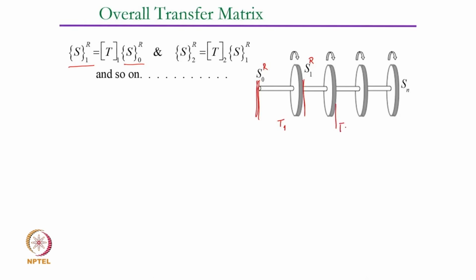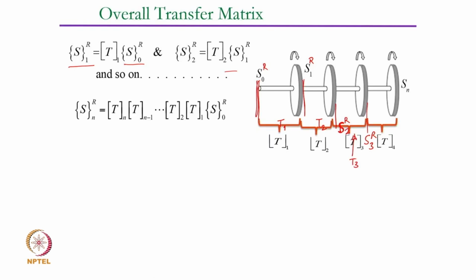Similarly S2R will be related to S1R through the transfer matrix T2. That's how you get, and so on. So I can relate this S3R through the transfer matrix T3 and so on. Okay, and if you keep doing that, SR nth segment will be related to the SR 0th element, 0th in the sense that there is nothing here.